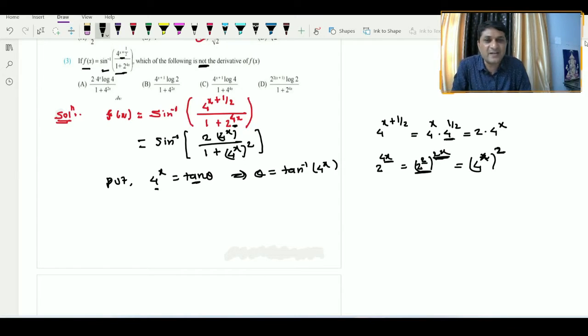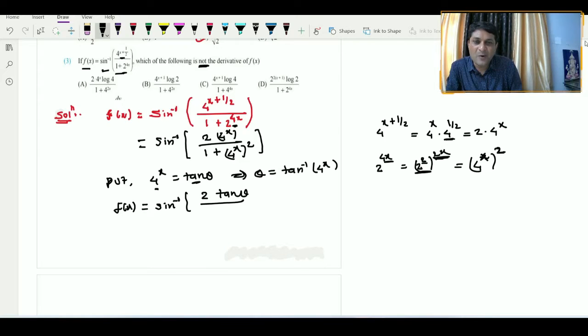Just simply we can say that we have taken tan inverse on both sides. If we substitute this value, f of x will become the sine inverse of 2 times 4 raised to power x, which is tan theta, upon 1 plus again 4 raised to power x, which is tan, so we get tan square theta. So this is equal to the sine inverse of what is nothing but the value of sine 2 theta.